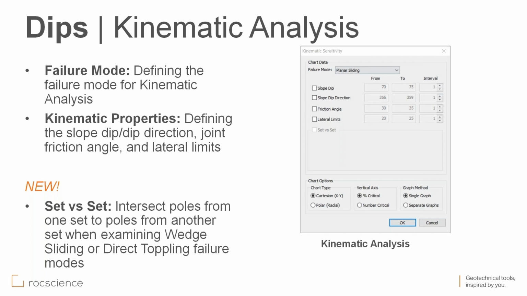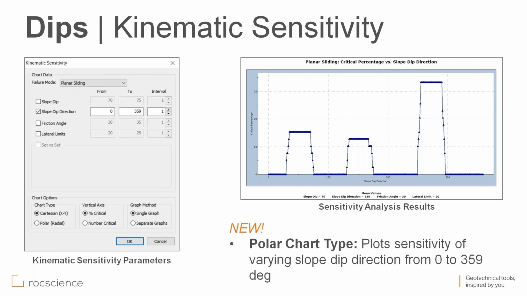The latest version of DIPS includes a new set versus set analysis option, which allows users to analyze the intersection of predefined sets when examining wedge sliding or direct toppling failure modes. The kinematic sensitivity analysis option allows you to define a range of values for the slope dip direction, friction angle, or lateral limits, and generate sensitivity plots for each variable. This option allows you to display the effect of each variable on your kinematic analysis.